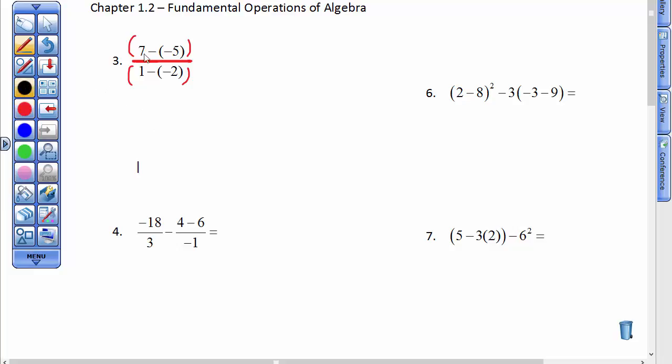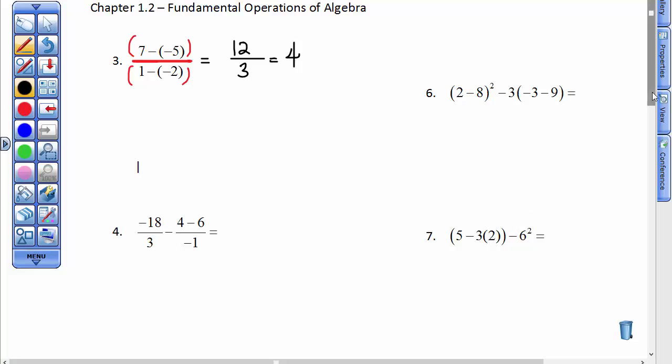So be very careful. You have to take 7 and take away a -5, which means to add the opposite or add a +5, and 7 plus 5 is 12. 1 take away a -2 is 1 plus 2, that's 3, and 12 divided by 3 is 4.